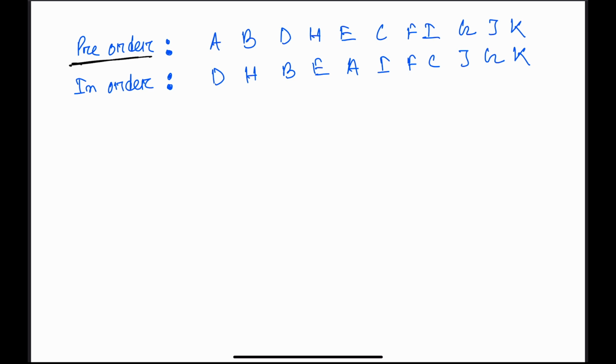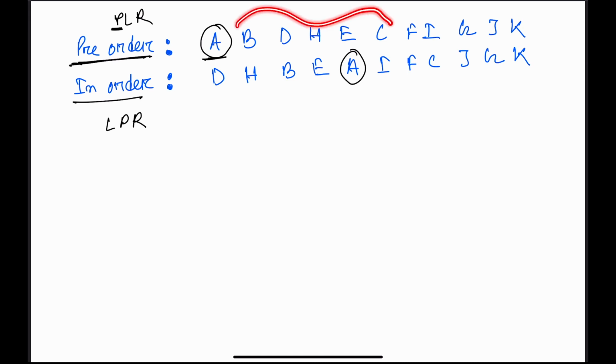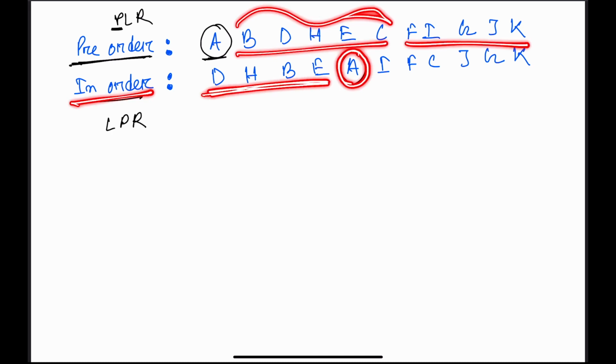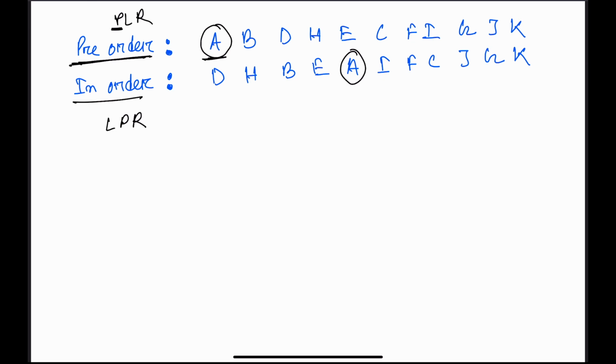In case of pre-order, what do we know? P, L, and R. In case of in-order, what do we know? L, P, and R. So here P means, obviously, the first node would be the root of the tree. Here also A is there. In pre-order, the root is there, and some part would be the left subtree and some part the right subtree. But in in-order, once we find the root, the left part is the left subtree and the right side is the right subtree, isn't it? So that's why we can draw A here.